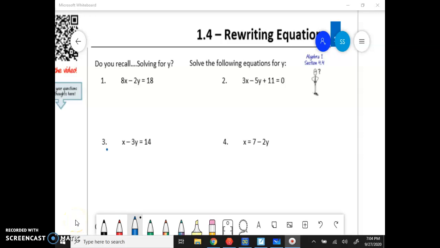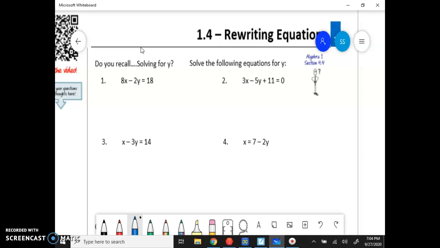Okay, here we go. Algebra 2, 1.4, rewriting equations. All right, so I think everybody should be pretty comfortable at this point solving equations, right? And oftentimes, like here, we solve for y. All right, so we just go through the motions here, right?